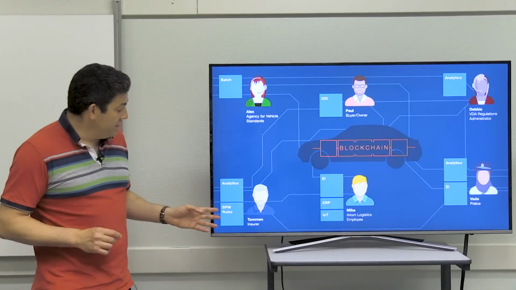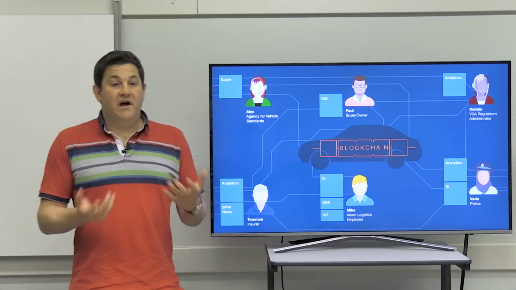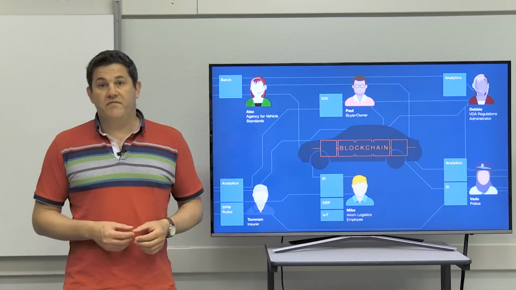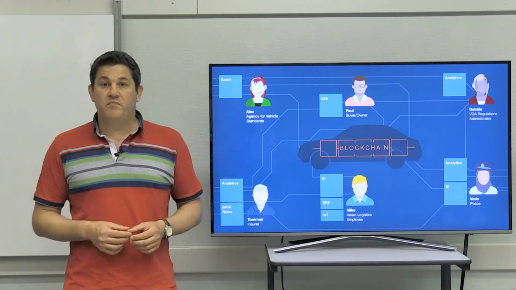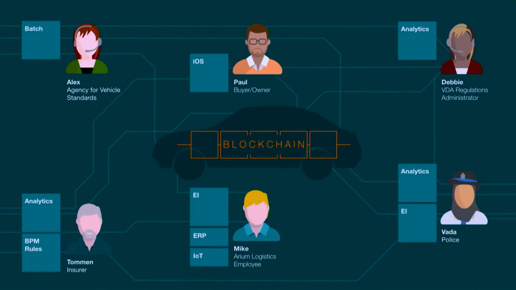Tommen, for the insurer, he has to underwrite the insurance for the vehicles. So he's probably using business process and business rules to calculate who he wants to insure and the rates of insurance. And those business rules would probably be interested in the history of the vehicle on the blockchain. So he could have that trusted source of truth about the history of the vehicle on the blockchain. And that source of truth can influence the quotes that he's offering for insurance.